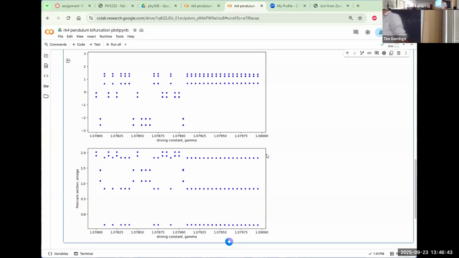Sorry, this is so small. This is the driving constant horizontally, for both of them. The top one, I've lost the axis label here, but it's theta for the Poincare section points. This one is omega for the Poincare section points. Sometimes you see 2 points. This is where you've got a bifurcation. Sometimes you see 3 points for a given gamma. That's where you've got, we suppose, 2 bifurcations. And so this is the type of plot that will expose the bifurcations.